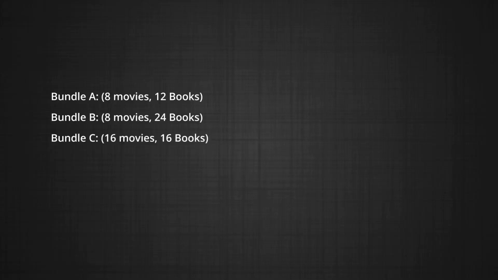Let us go back to the bundles of movies and books we were examining in the module on the budget constraints. Think about these bundles showing up on your virtual screen. Bundle A contains 8 movies and 12 books. Bundle B contains 8 movies and 24 books. Bundle C has 16 movies, 16 books, and Bundle D has 24 movies, 24 books. How would Bundle A compare to Bundle B? Bundle B has more books and the same number of movies as Bundle A. Naturally, I choose Bundle B over Bundle A.